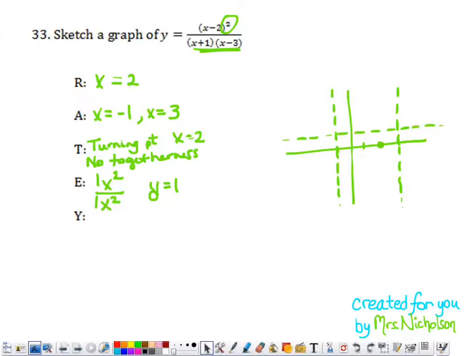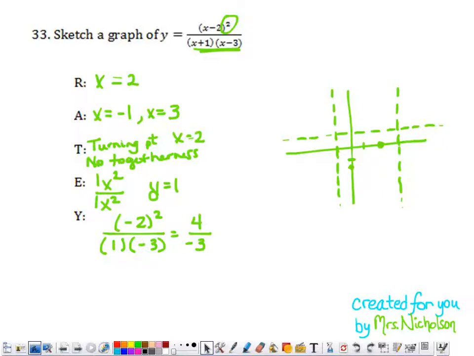And finally, the y-intercept. To get the y-intercept, I want to replace all my x's with zeros. If I do that, in the numerator, I would have -2 squared. And in the denominator, if I replace the x's with zeros, I get 1 times -3. And so in the numerator, that equals 4. And in the denominator, I get -3. So -4/3 is my y-intercept. So I'm going to mark off, this is 1. -4/3 is bigger than 1, so I'm going to put it right here.